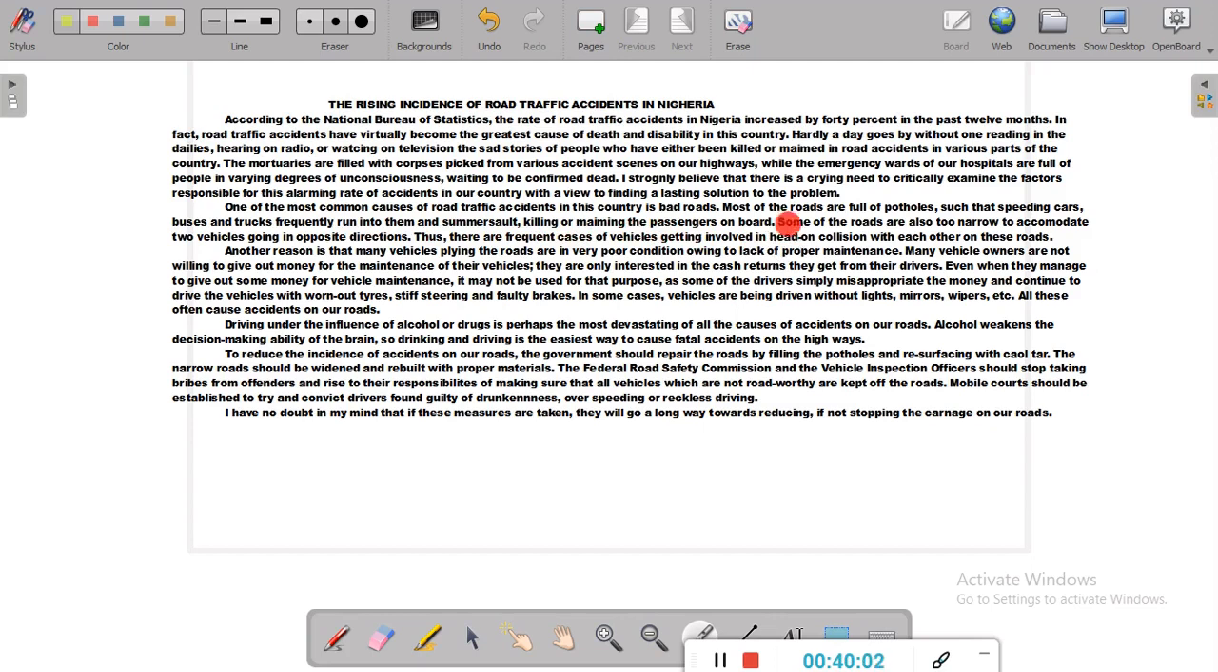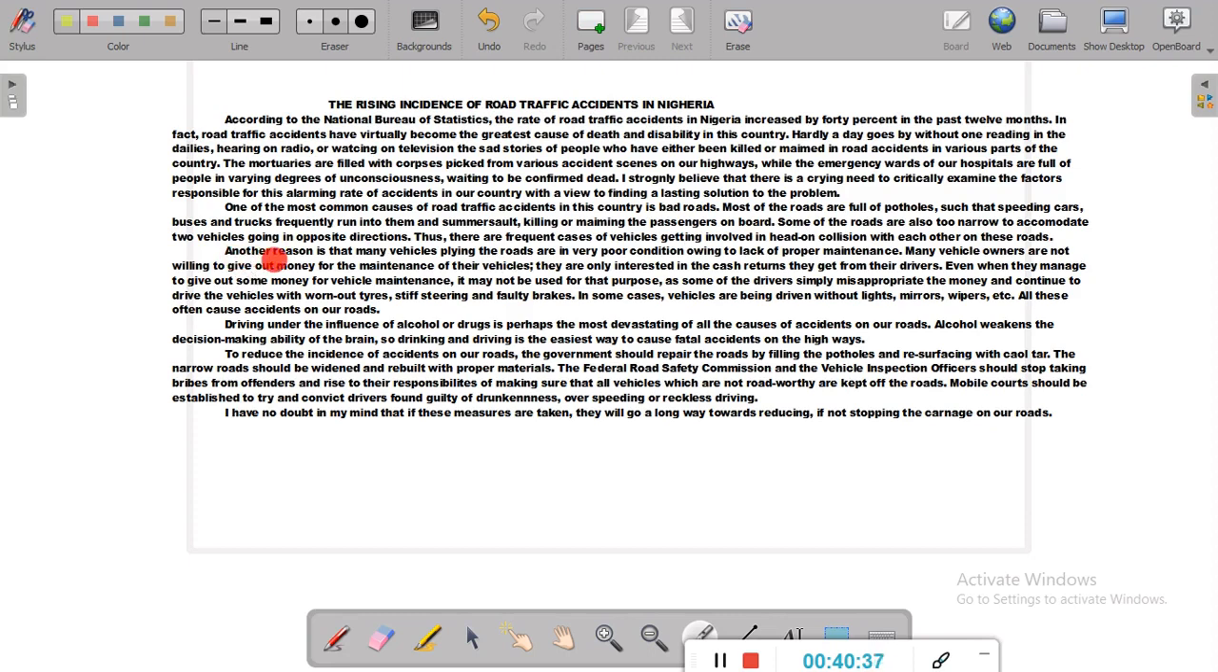Alright? Some of the roads are also too narrow to accommodate two vehicles going in opposite directions. Thus, there are frequent cases of vehicles getting involved in head-on collision with each other on these roads. So we have painted a picture of how the bad roads contribute to the rising incidence of road traffic accidents.